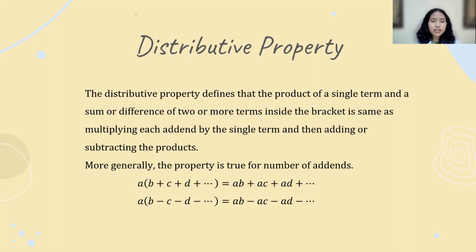A times the sum of B added to C added to D added to etc. is equal to AB added to AC added to AD added to etc. And then A times the difference of B subtracted by C subtracted by D subtracted by etc. is equal to AB subtracted by AC subtracted by AD subtracted by etc.